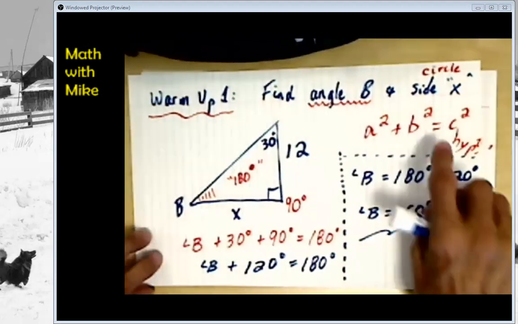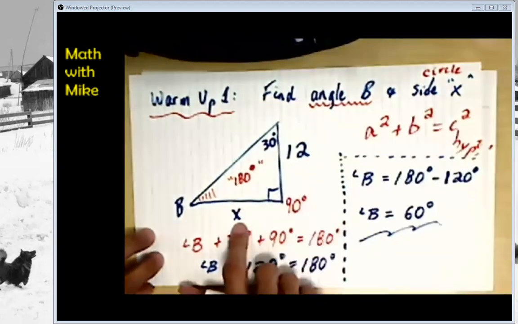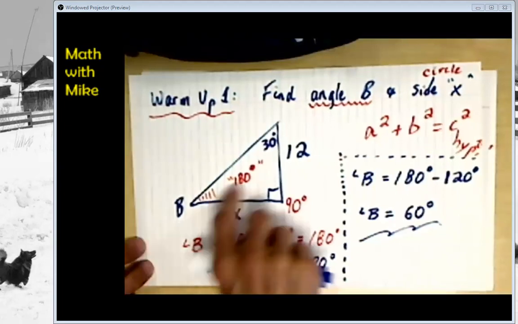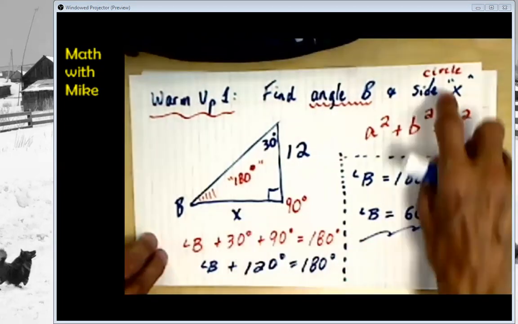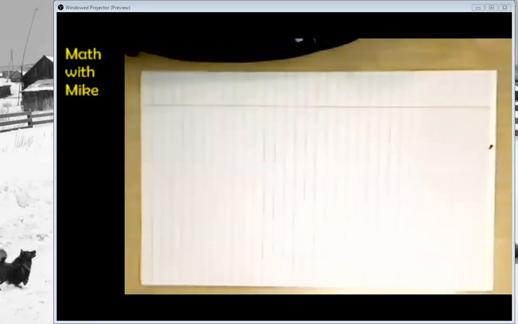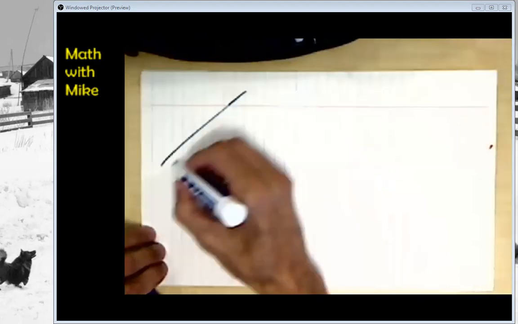Now, we're going to find side X, which is missing there. That's the next question, and this is in the regular way that we've been solving these questions. Okay, so I'm going to redraw this picture. Let's work on that piece there. A quick redraw so that it looks nice and clean.